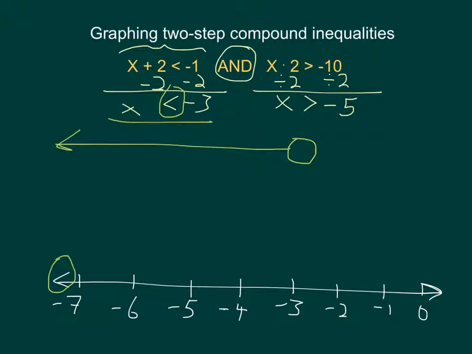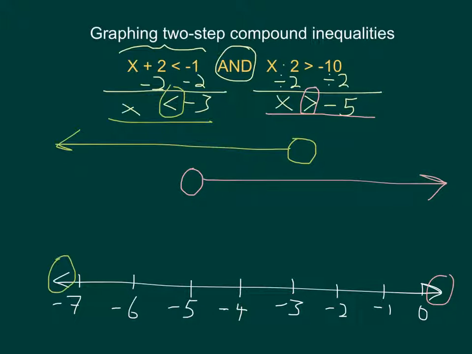On the other side, we have x is greater than negative 5. Again, there's no equal sign. So at negative 5, we're going to have an open circle. And the greater than points to the right, so our line is going to go off to the right.